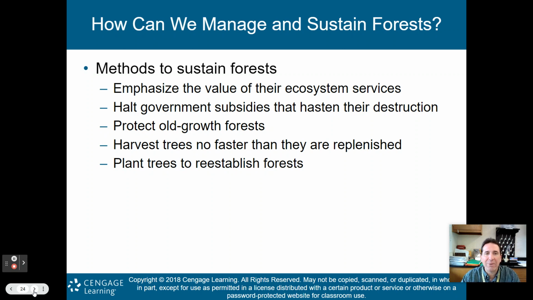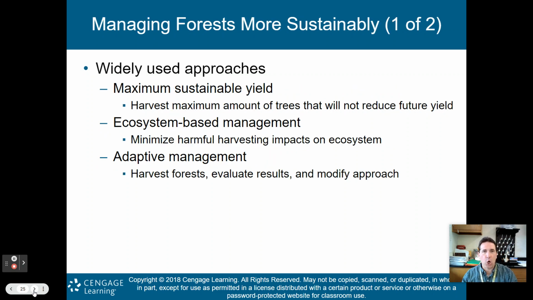We need to halt government subsidies that hasten their destruction. We need to protect any old growth forests that we still have left on this planet. We need to harvest trees no faster than they are replenished. That's why selective cutting is the best ecologically, right? Yes, one is being planted, you cut it down, you replenish it, you cut another down, instead of just stripping a forest of all its trees. And you need to plant trees to reestablish forests. So if you do clear cut, or you do selective cutting, or you do strip cutting, make sure you replace as many trees as you cut down with new seedlings to help reestablish those forests.